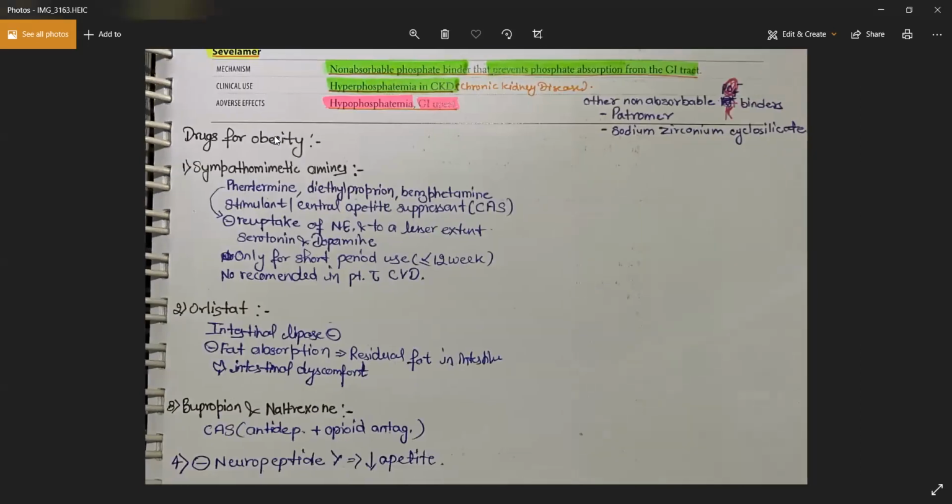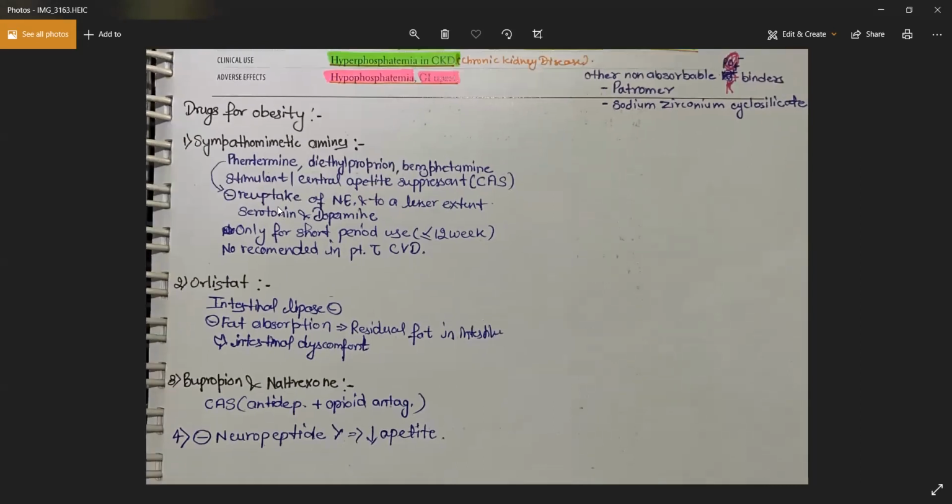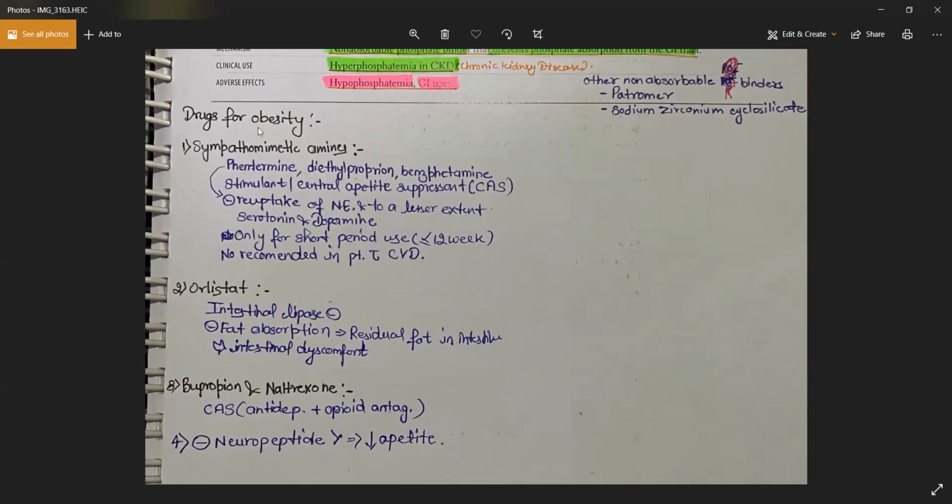Then come drugs for obesity. Although you will study them later in the GI section also, we can discuss them here again. One is the sympathomimetic amines. These are phentermine, diethylpropion, and benzphetamine. They basically stimulate the sympathetic system, and they can cause inhibition of the reuptake of norepinephrine, serotonin, as well as dopamine.